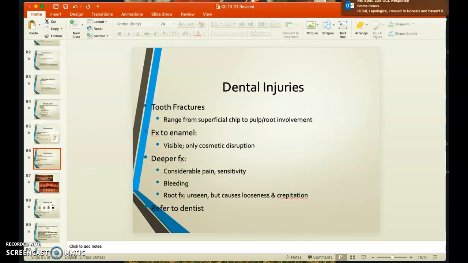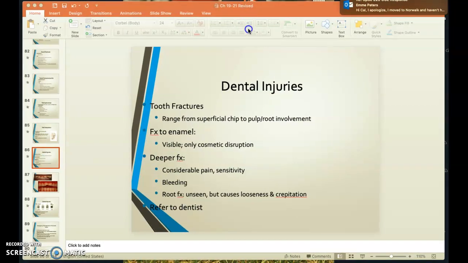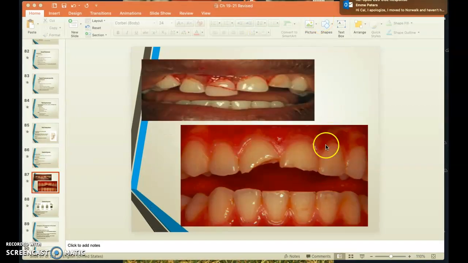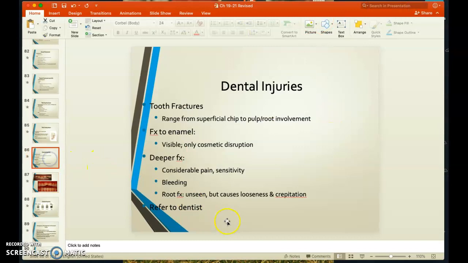With dental injuries, you can have tooth fractures or fracture of the enamel. With our tooth injuries, we want to refer to a dentist. Typically, you have about 12 hours. Sometimes 6 to 12 hours or more of the window, but usually up to 12 hours to get them seen. Always sooner the better.